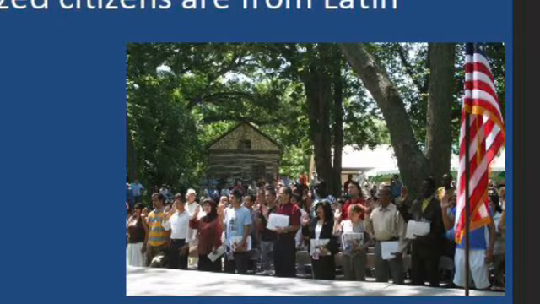The oath of allegiance is usually done in a group. Here was a picture from an earlier slide that showed an oath of allegiance taking place. Also, if you've ever seen the movie Here Comes the Boom, at the end, that is an oath of allegiance ceremony where a lot of people are becoming citizens all at one time.